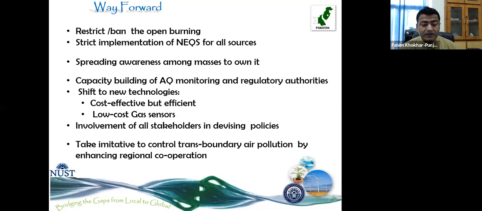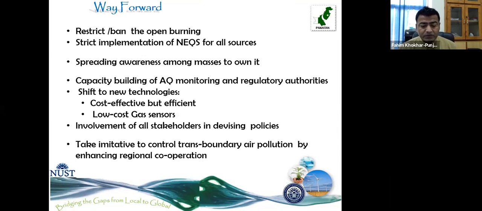Spread awareness among the masses to own the environment. Build the capacity of air quality monitoring and regulatory authorities. Shift to new technologies; they are not cost effective, but they are efficient. Low cost gas sensors should be promoted and encouraged. All stakeholders should be involved in devising policies.